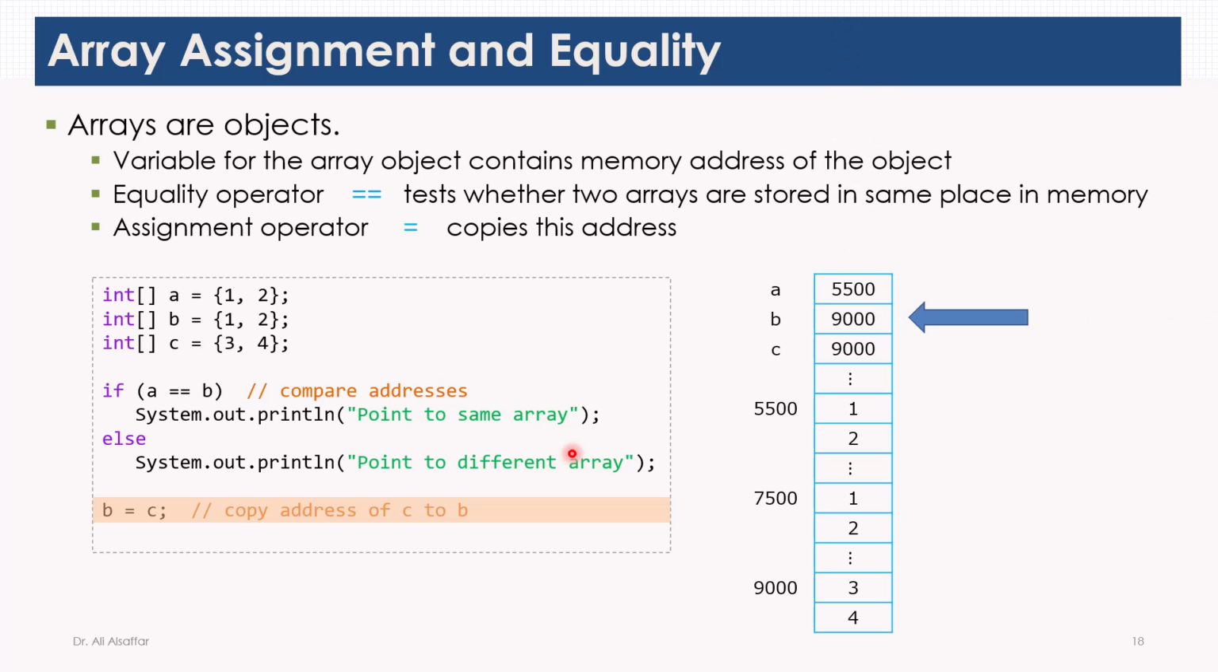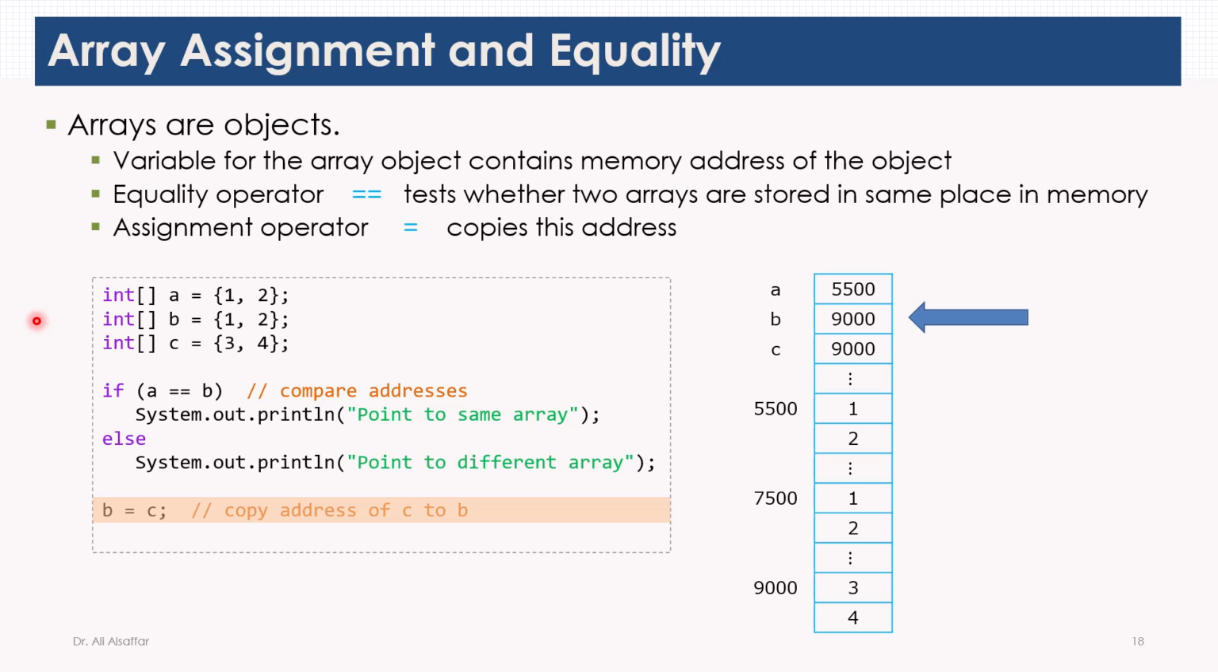So the old value of B will be replaced by the new value, which is C. And now notice that B and C have the same addresses. That means B and C are pointing to the same array, which is 3 and 4. Now what about the old B array? It is not referenced by any variable. So A is pointing to the first array, B is pointing to the third array, and C is pointing to the third array as well. Therefore, when the system comes to the memory and finds an array or any object that is not referenced by any variable, it will automatically remove it from the memory.